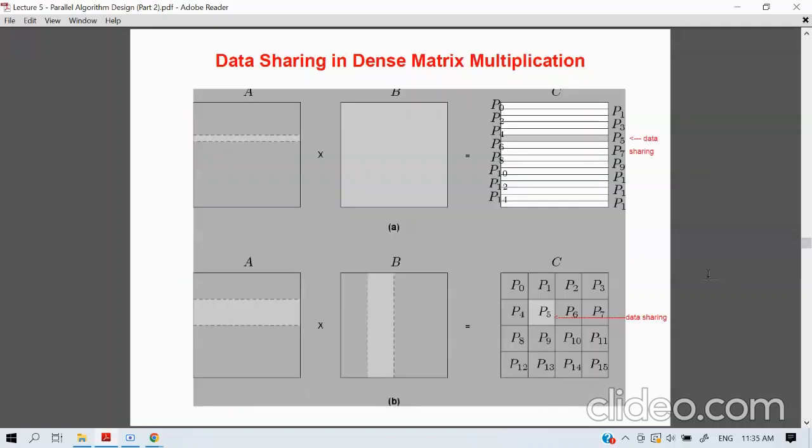Okay, so this is another example of how we do the data sharing in dense matrix multiplication. So let's say we have two matrices A and B. When we do the multiplication, A multiplied with B, at P5, processor 5, we know that in P5 we have the data sharing. Okay. And then another example, A and B again, when A is multiplied with B, in this case at P5 we know that there is data sharing happening here.